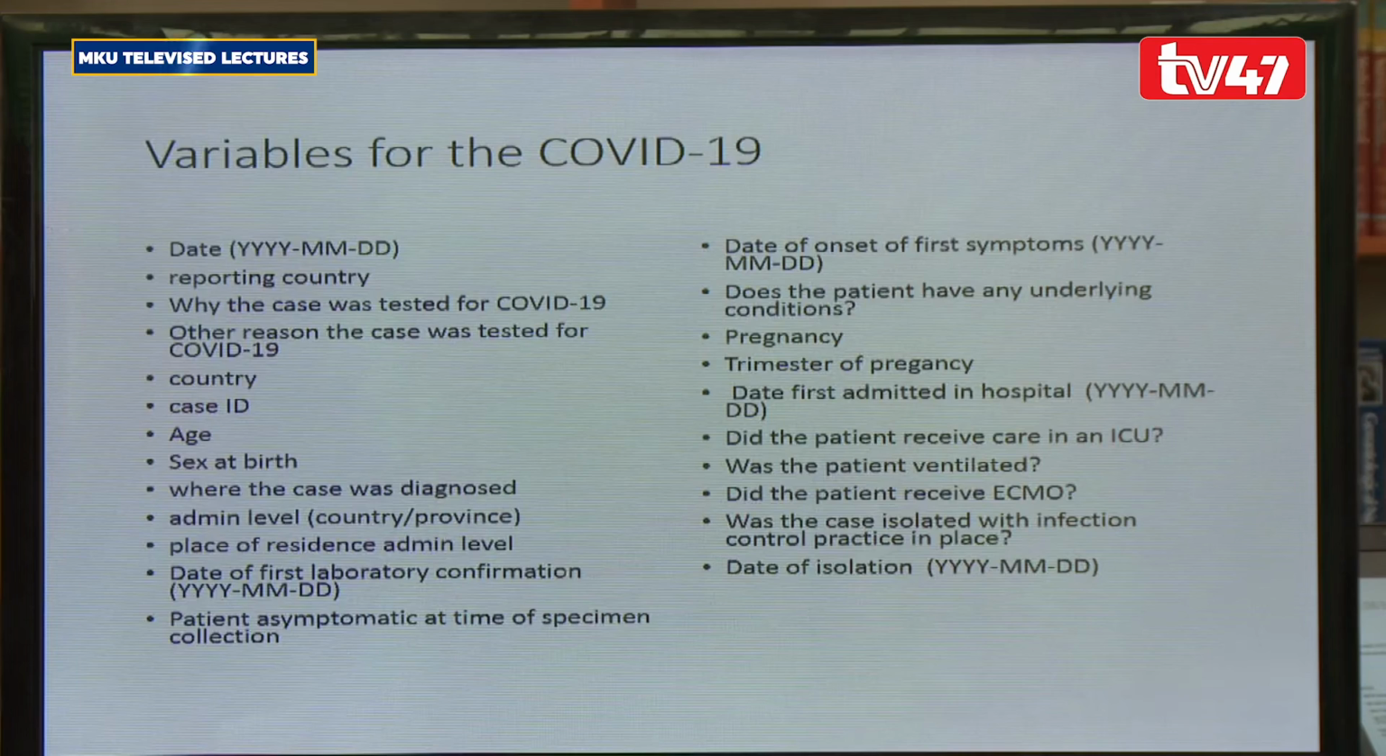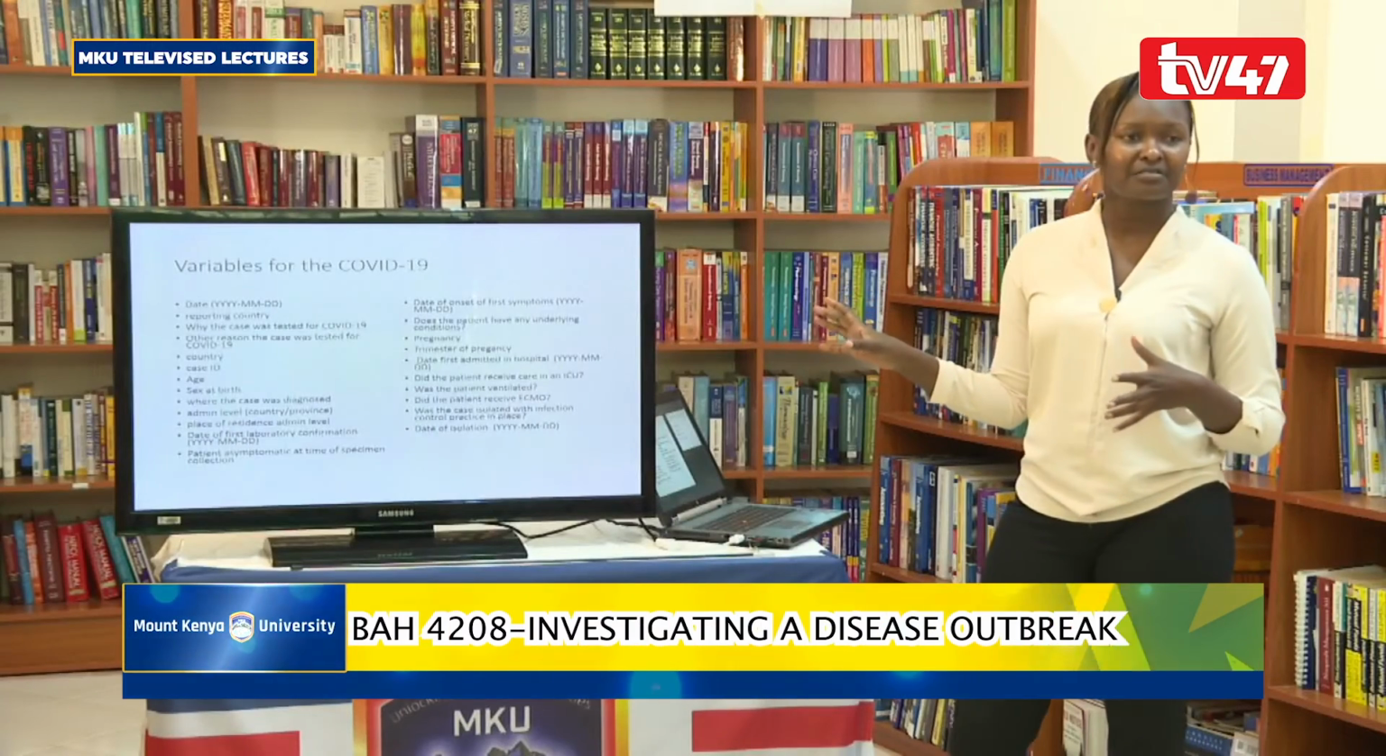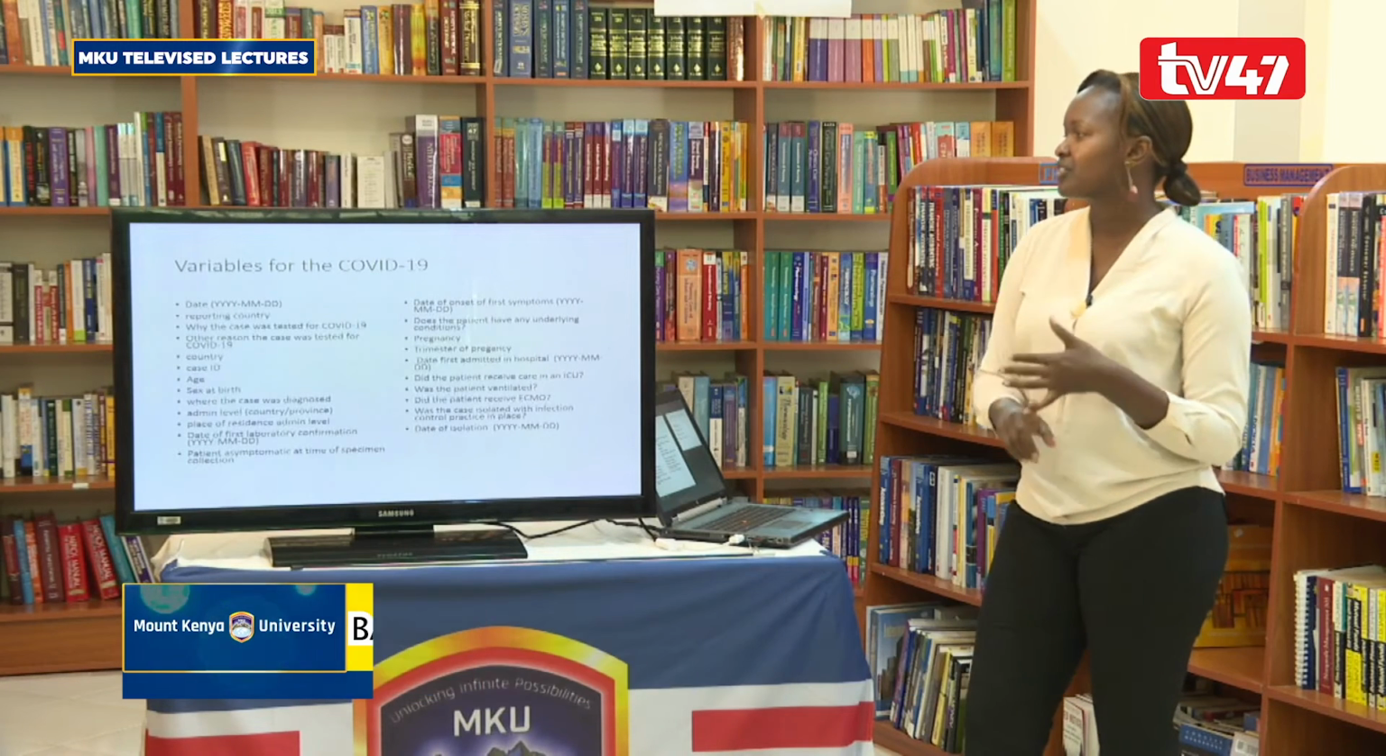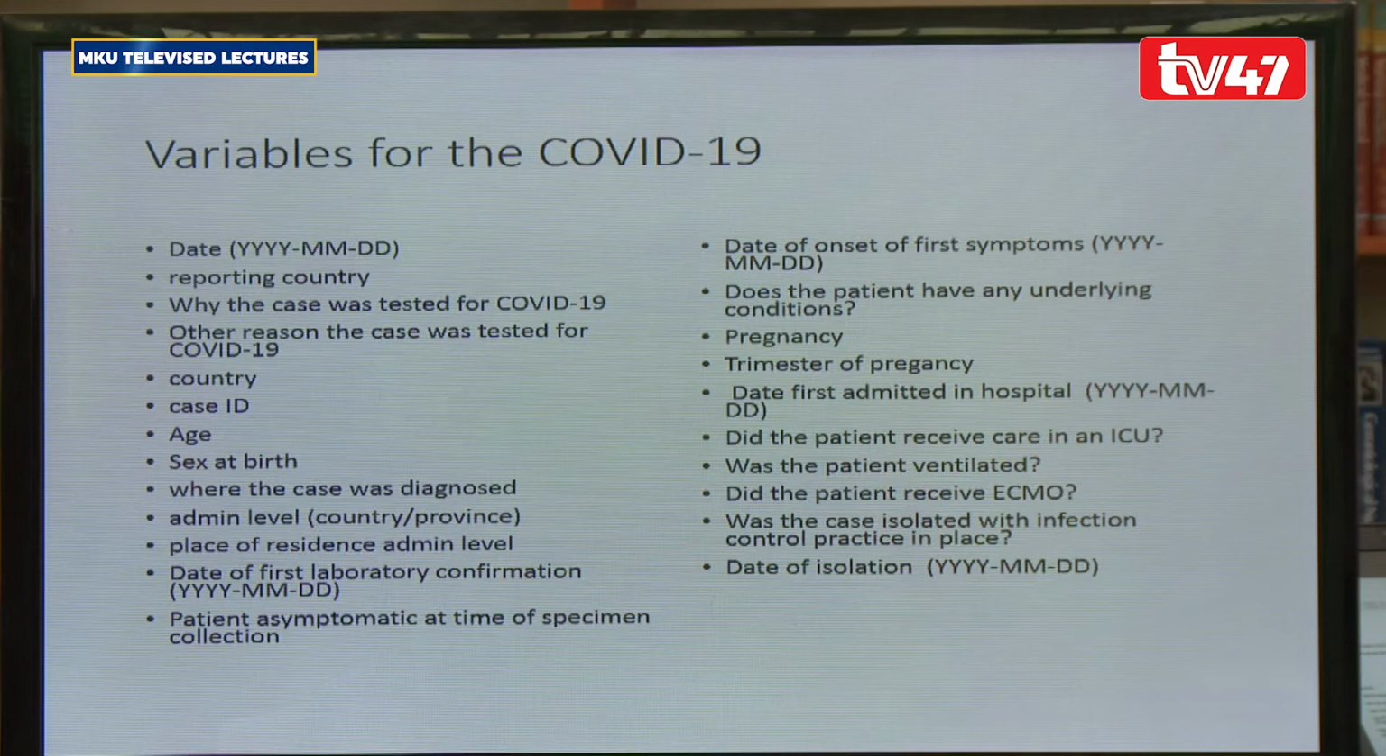Now for COVID-19, we can have as many variables as is possible: the country, the date of onset of the disease, the age, the sex, the trimester, because apparently the disease is affecting the pregnant more adversely as compared to people who are not. And then you will fit this in the line listing, and you will be ticking yes or no for each particular patient.